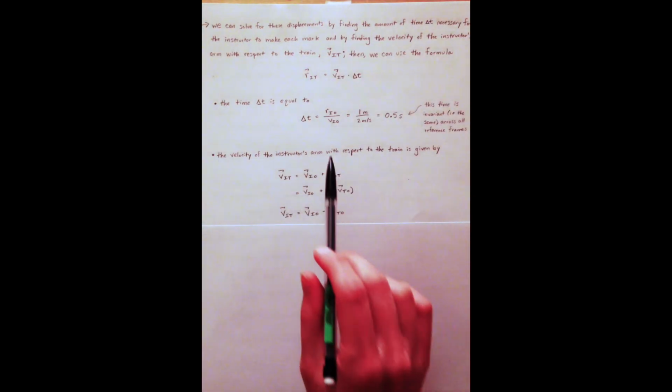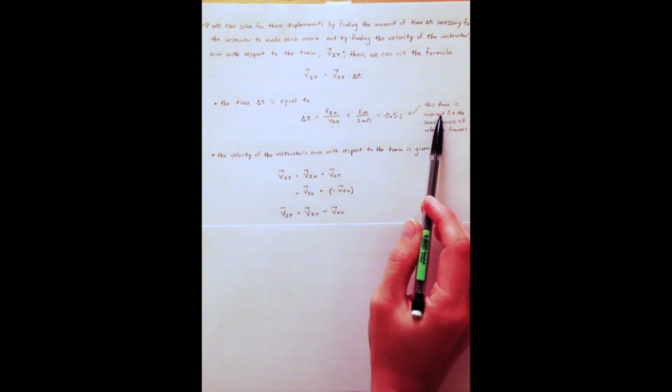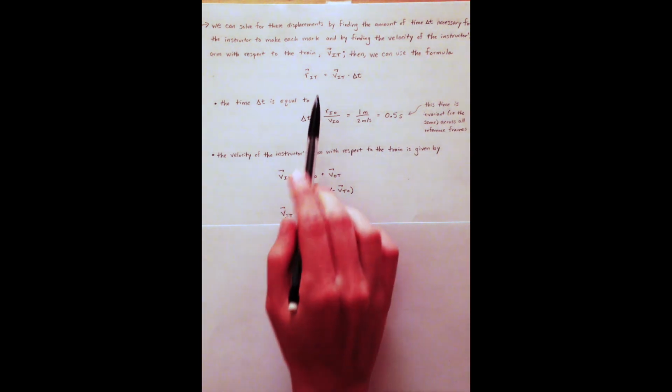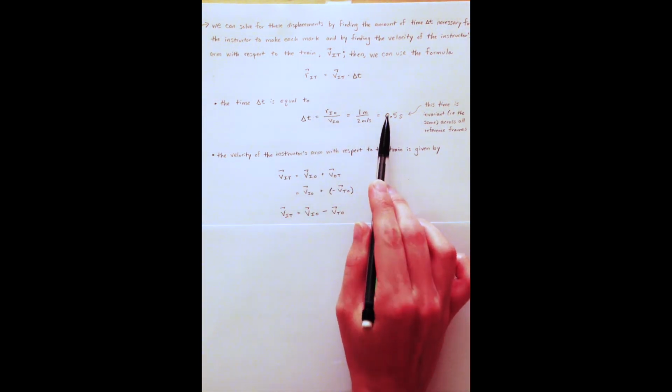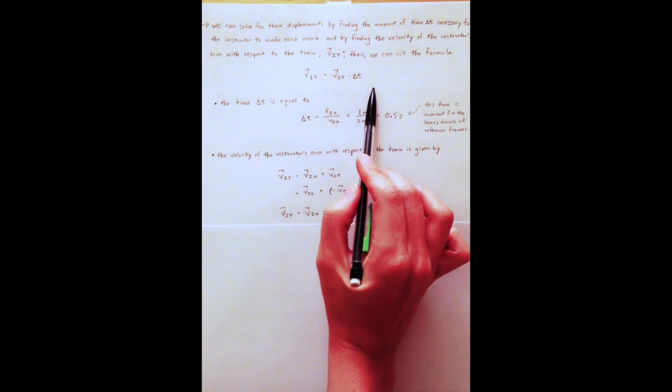The time it takes the instructor to make this movement is invariant. That means that it's the same across all reference frames. So, even in the reference frame of the train, it will still take the instructor 1/2 second to make the vertical portion of the L and 1/2 second to make the horizontal portion of the L.